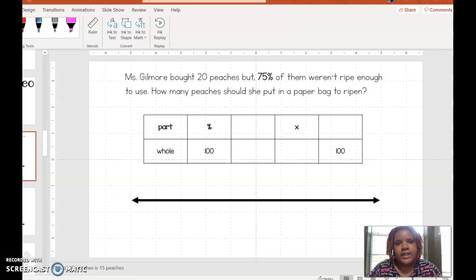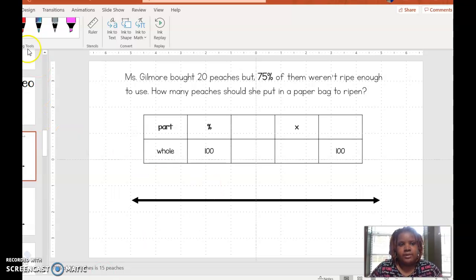This is Miss Turner, and I'm going to be talking to you about finding the part while using a percent proportion table and a double number line. So let's read the word problem first. It says Miss Gilmore bought 20 peaches, but 75% of them weren't ripe enough to use. How many peaches should she put in a paper bag to ripen?